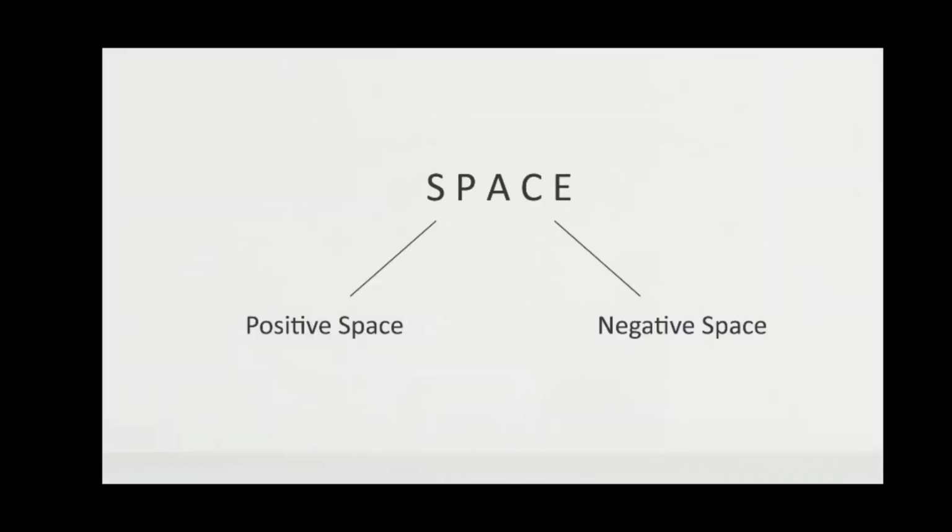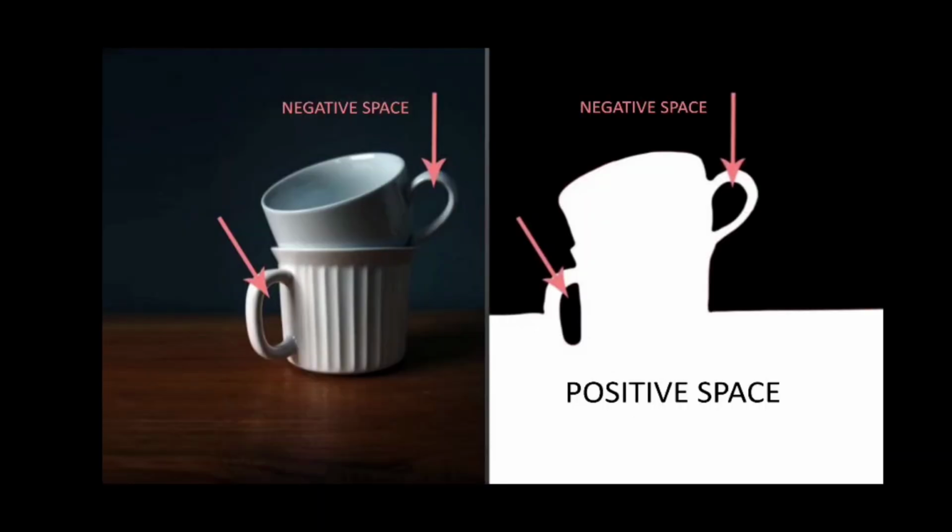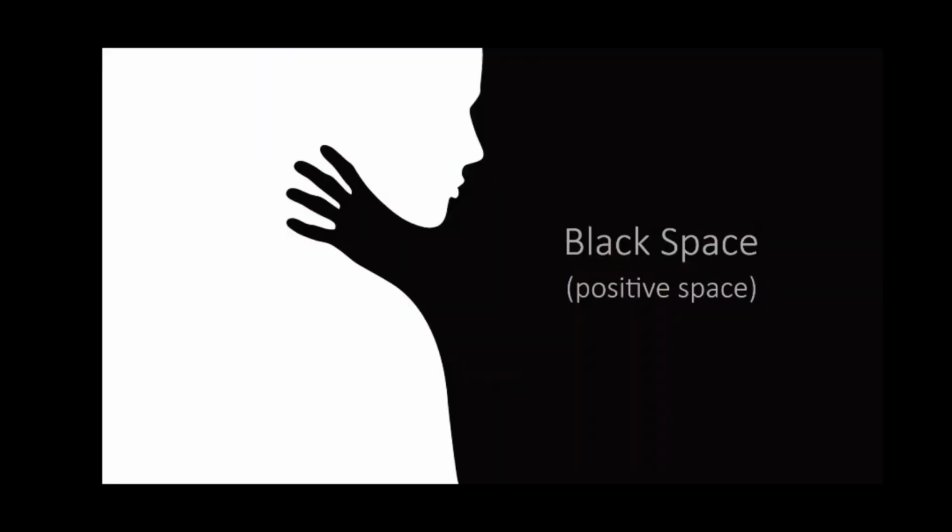Now, in design, there are mainly two types of spaces: positive space and negative space. Positive space is the space that an object occupies. On the left-hand side picture, the positive space is the area that bottles take up. On the right-hand side picture, the positive space is shown as the black objects. So basically, positive space refers to the shapes of objects. It usually refers to anything that is considered the main focus of the page. Positive space is also known as black space, since this space is denoted by black color.